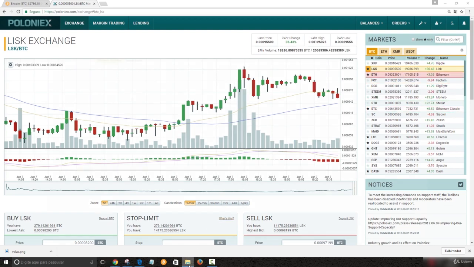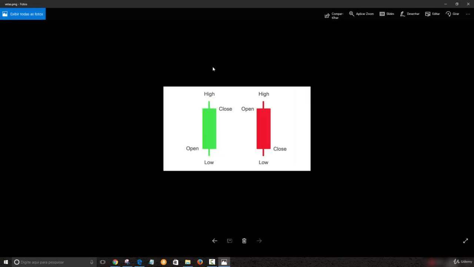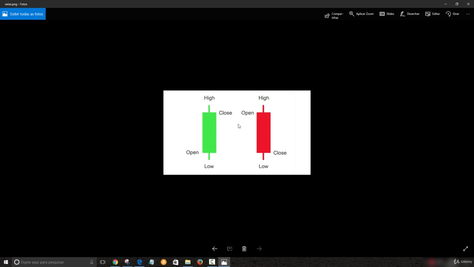So first, I'm going to open an image here for you to understand this. So the green one and the red one are basically the same. What changes is the order from the opening until the time it was closed. So when it's green, it's saying when it opened, it's at the end up. When it's red, it means the currency dropped. Okay, so it opens from up. It opens from top to bottom.